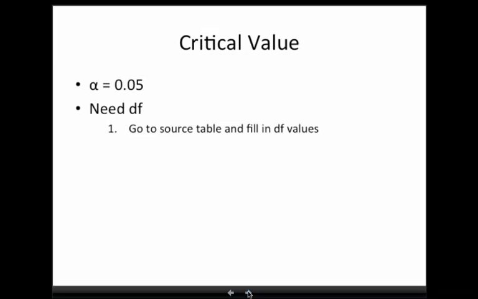For step 2, we find our critical value. And you need 2 things for a critical value. You need alpha level. We typically use a standard of 0.05 in our class. On a test, you may see different variations of that, so you want to check what alpha level you have. You also need degrees of freedom. For your degrees of freedom, you'll want to go to your source table and fill those in.